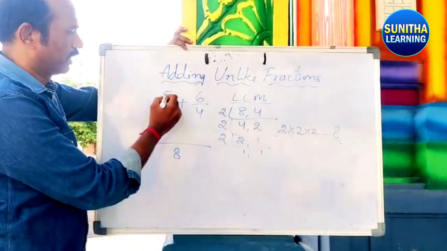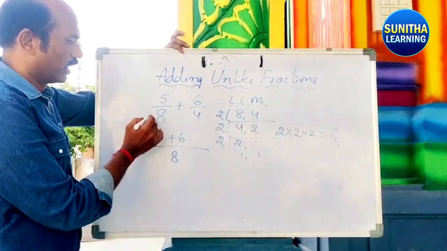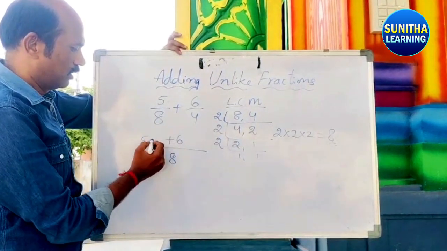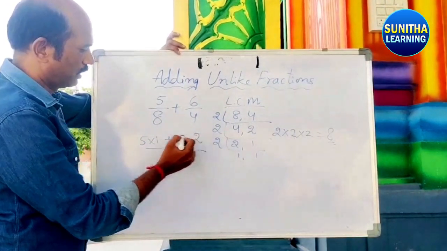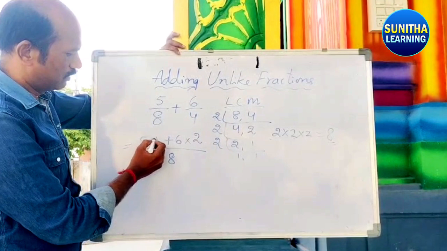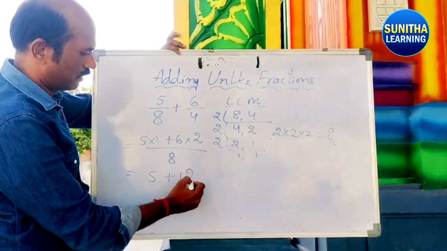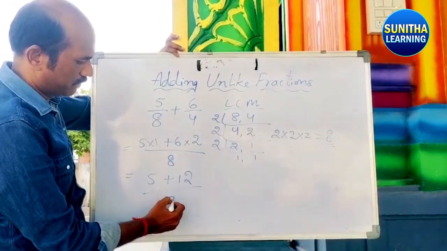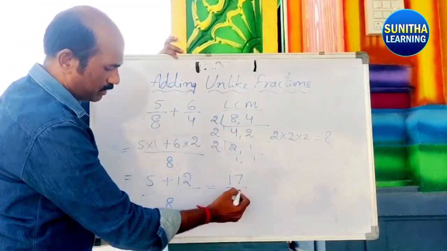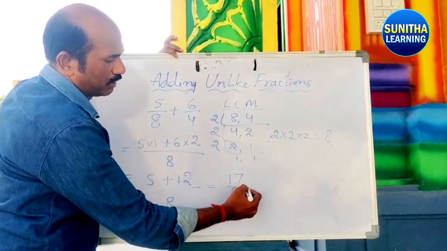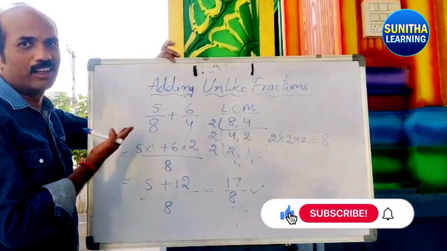We have to take denominator 8, and on top 5, and here plus 6. In the 8 table, 8 will go one time, that is 5 into 1. In the 4 table, 8 will go 2 times, that is 6 into 2. 5 ones are 5 plus 6 twos are 12. It becomes 5 plus 12 by 8, and it is 17 by 8. The sum of 5 by 8 plus 6 by 4 is 17 by 8.